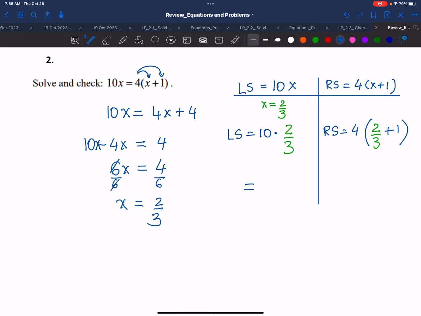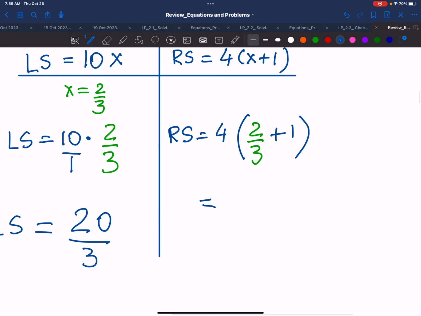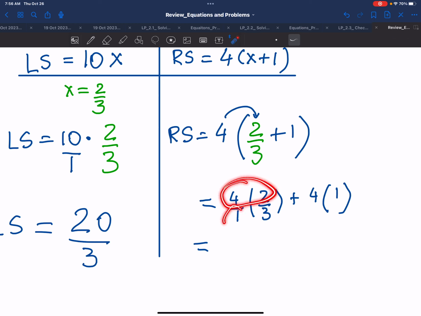Evaluate the left side, so that will be 10 over 1 times 2 over 3. Remember, that's how we multiply fractions. So the left side is 20 over 3. Now let's take a look at the right side. So on the right side we have 4 times 2 over 3 plus 4 times 1. 4 times 2 over 3, when you multiply, again, tops together, bottoms together, that will be 8 over 3 plus 4.